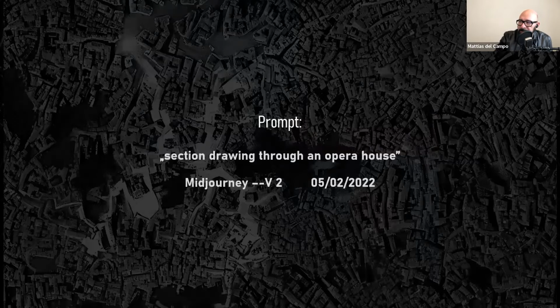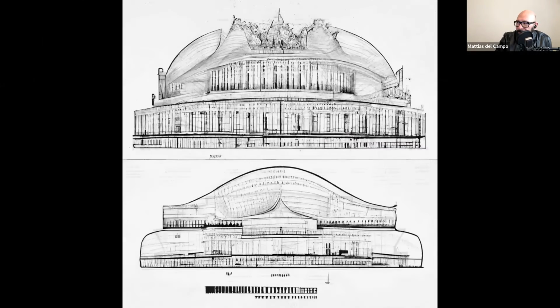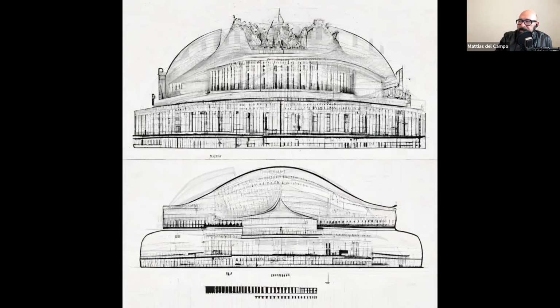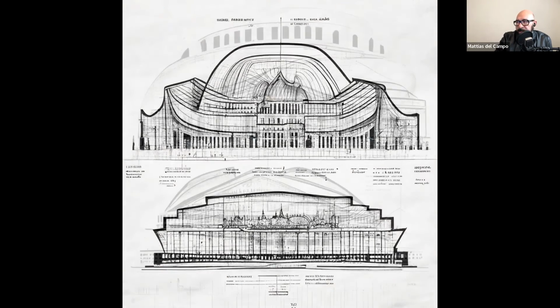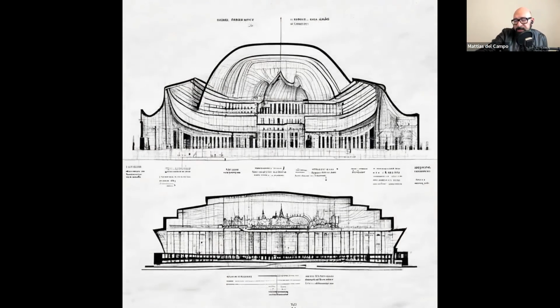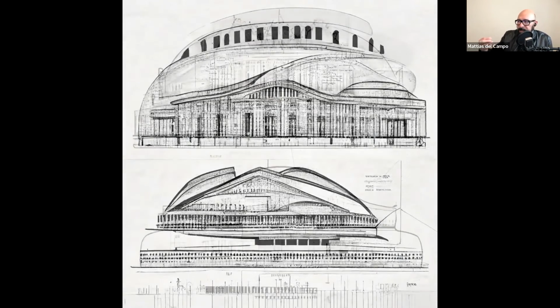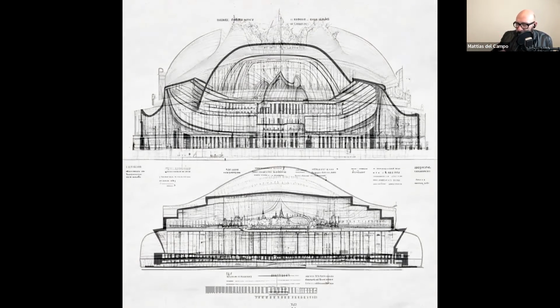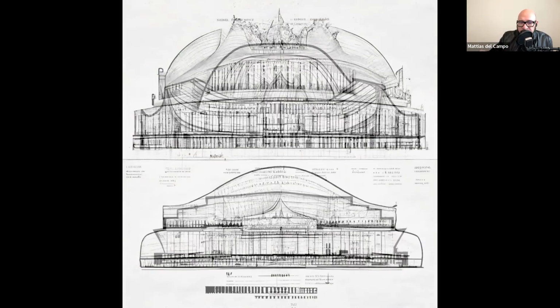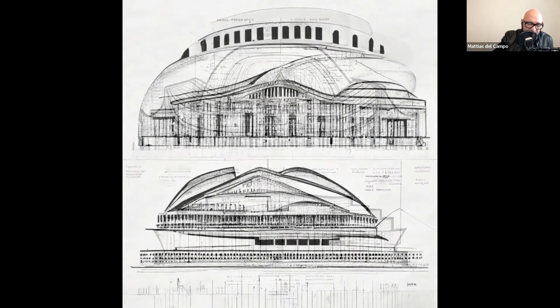Another interesting problem is what happens if you try to do plans and sections in these diffusion models. This is a prompt that says section drawing for an opera house, which was generated on May 2nd this year. Of course, this is not the section for an opera house, but the interesting point for me is that it could become the starting point for the design of an opera house. So it's really a good tool for first impressions, first inspirations for a design that you want to kick off with. It's like a discussion or dialogue between you as a designer and the enormous repositories of the human imagination that are present in the data sets that Midjourney is using.